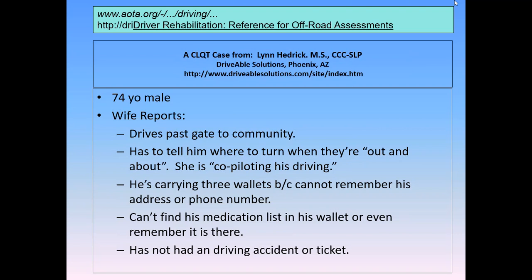And so she's very concerned, even though he has not had a driving accident or ticket yet. And part of that may be because she's right beside him co-piloting.